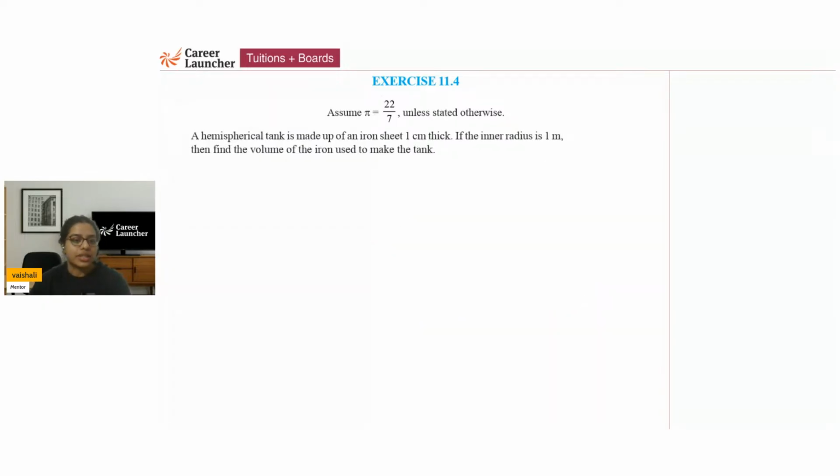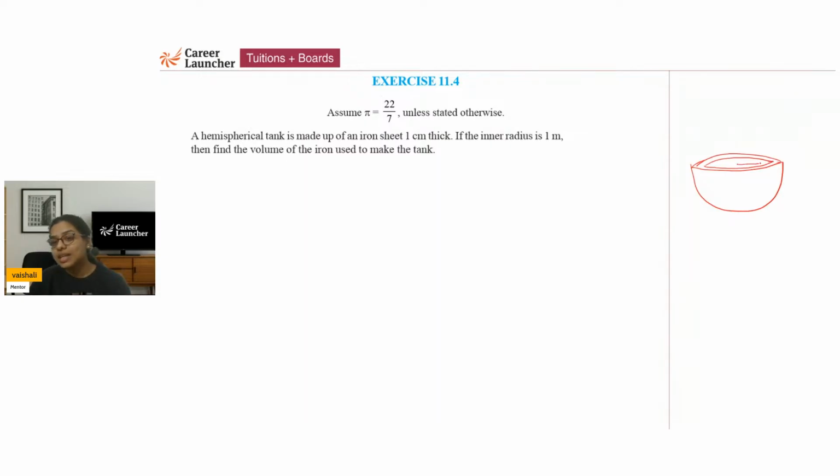Now the next one. A hemispherical tank is made up of an iron sheet, and it is of thickness 1 centimeter. So for instance, एक ऐसा, I'm drawing it in an inverted shape, even though it's a tank, but just to explain कि thickness का क्या use है यहाँ पे, I'm going to make use of it in the inverted form. For instance, the thickness is 1 centimeter, so this is what it will look like.